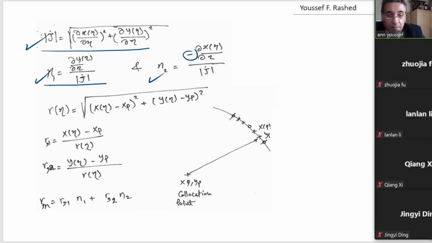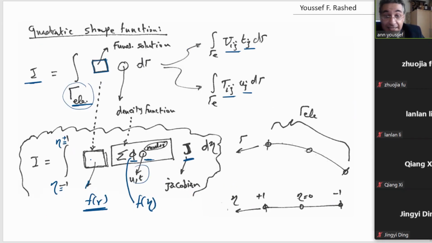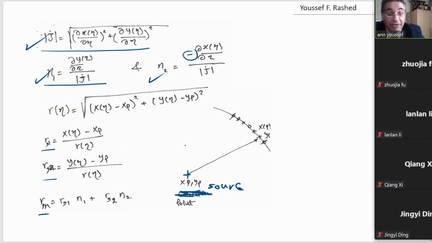And this is our, instead of collocation point, we'll say source point, because some people claim this is a collocation point. So from the source point here, I'm going to integrate. I will choose my Gauss points here, numerical integration. I have the Jacobian, I have the normal, I have r, I have r comma 1, r comma 2, and r comma n. So I can carry out this integral straightforwardly. Compute the Jacobian, compute the values at Gauss points.